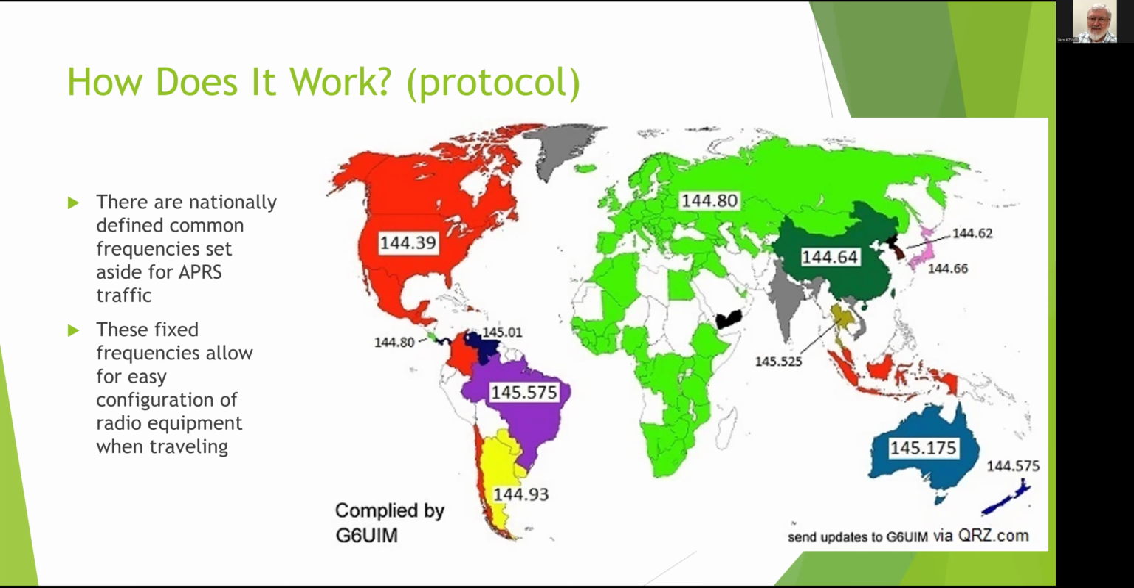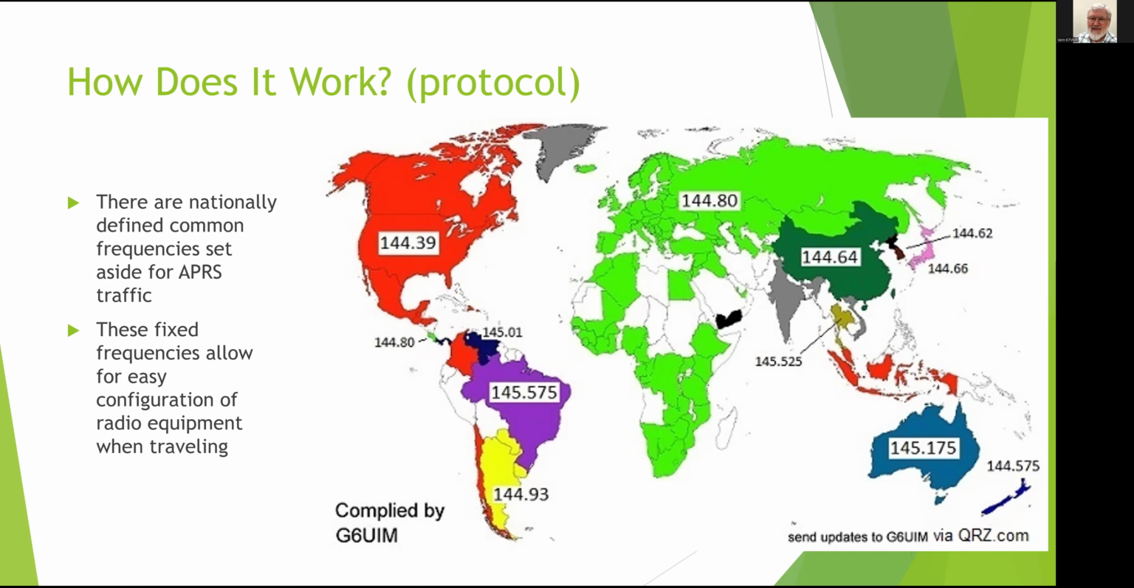In Europe and some of Asia, I hesitate to say most of Asia, but a lot of Asia and a lot of Africa, it's 144.80. China is 144.64. Australia is 145.175, and so on. So you have an idea based on where you're going, how to configure your radio, what frequency you want to set your radio up on. If you're here in the US or Canada or Mexico, always 144.39. Okay.